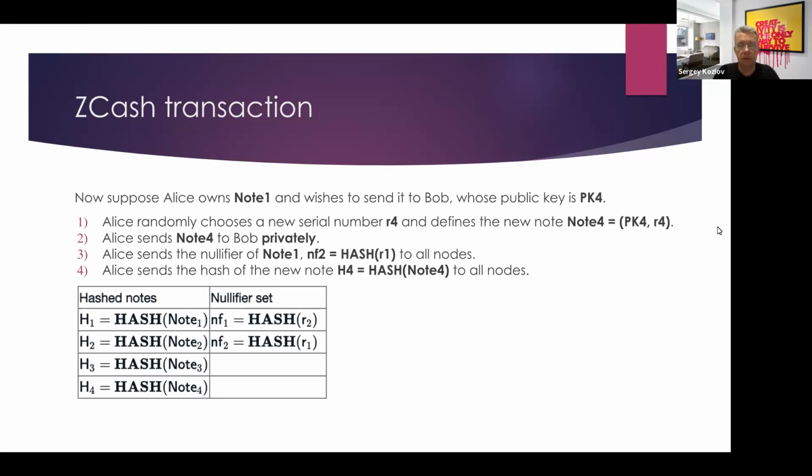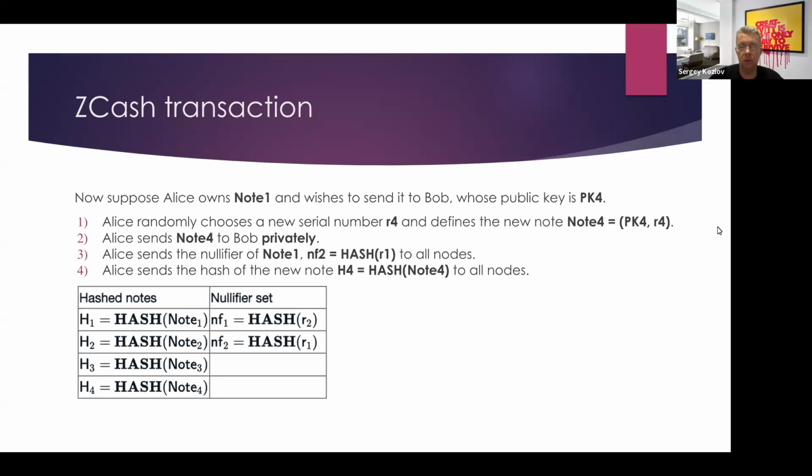Everyone who is looking at this transaction, the nodes and the external observers, does not understand that actually the first node was spent. They receive some hash, but they do not understand which exact transaction happened. In addition to that, she sends the hash of the new node to all nodes, and she sends this H4 to the nodes. And we see our new state of the blockchain. Again, we have hashes. We added 2 hashes.